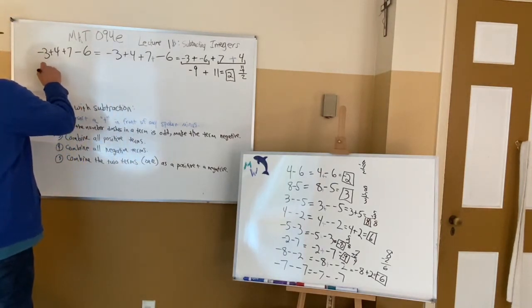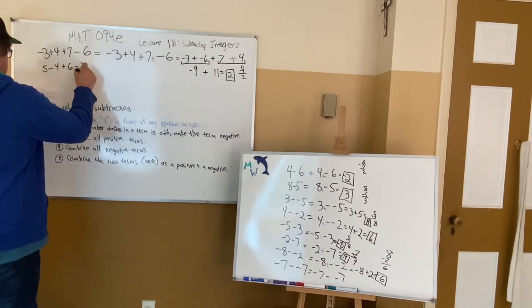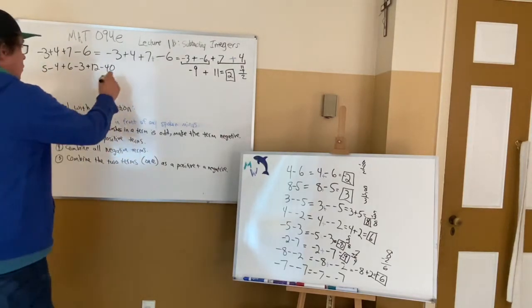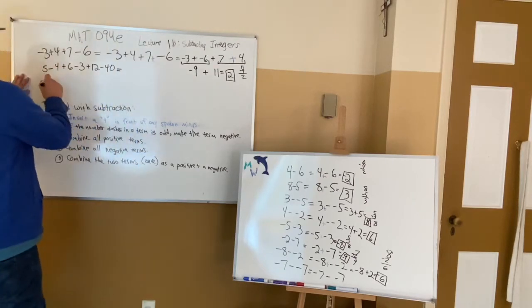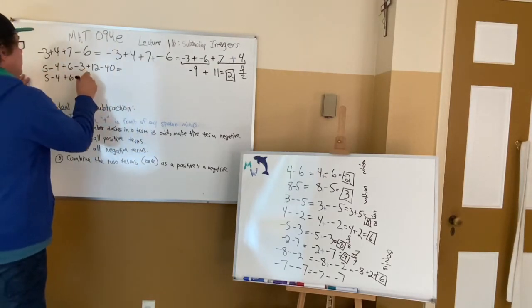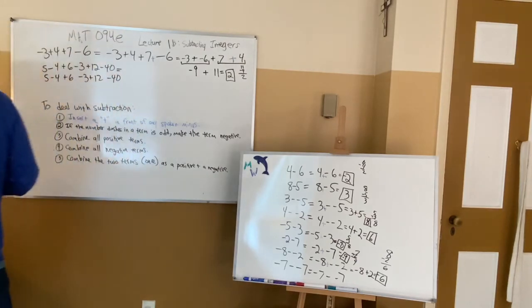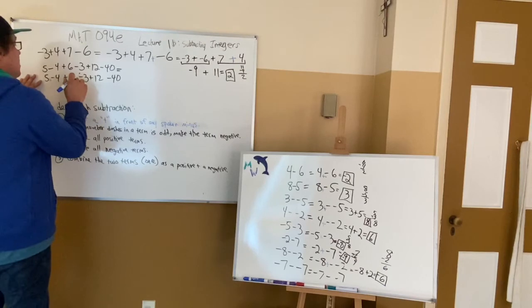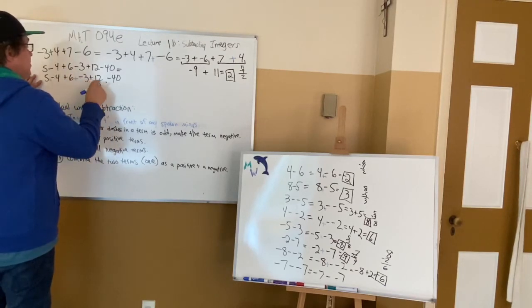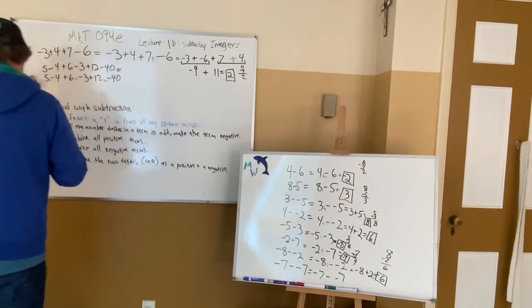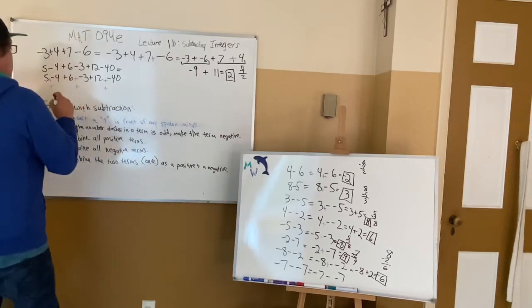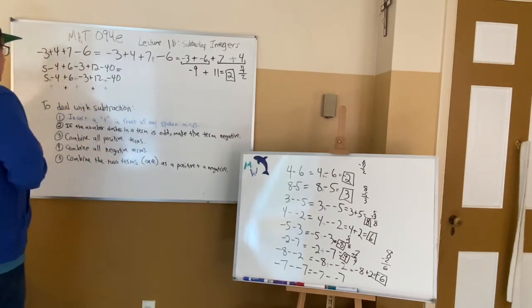So let's go with 5-4 plus 6-3 plus 12-40. I'm going to put a plus sign anytime I would say minus. So when you hear minus, I'm going to squeeze a plus sign in front of it. 5 minus 4 becomes 5 plus -4, plus 6 minus 3 becomes plus -3, plus 12 minus 40 becomes plus -40. So I'll put in my blue plus signs where they are. I will put in my black plus signs where they've been, and we'll get started.